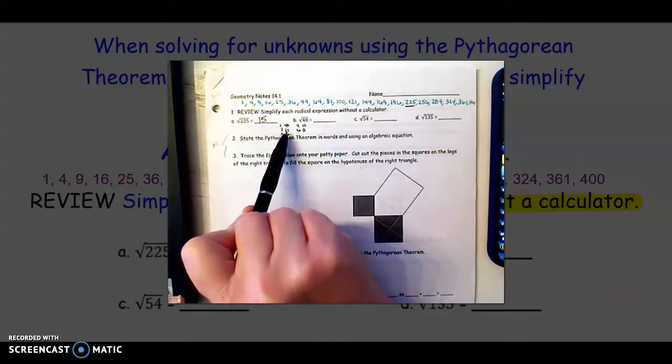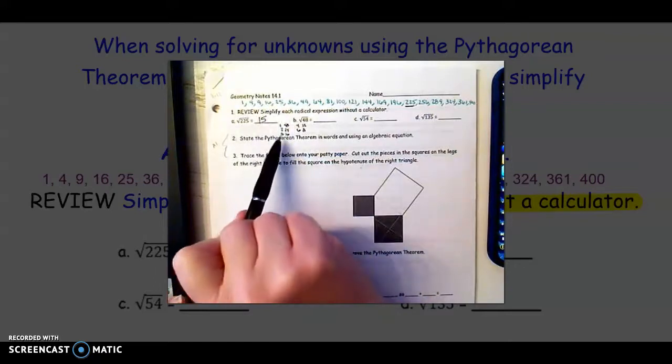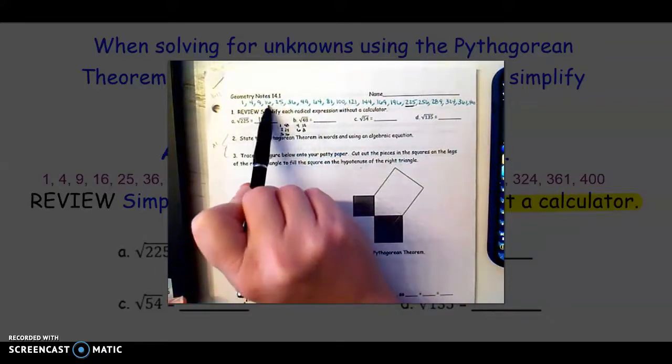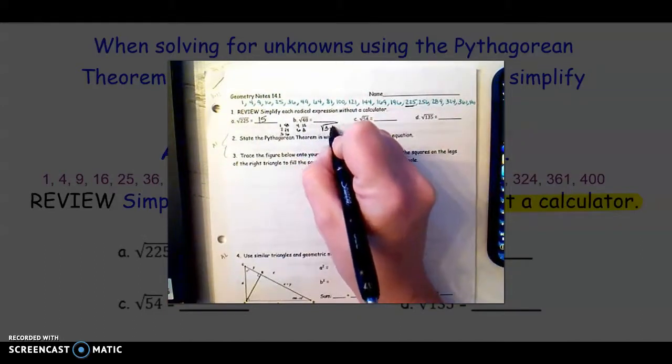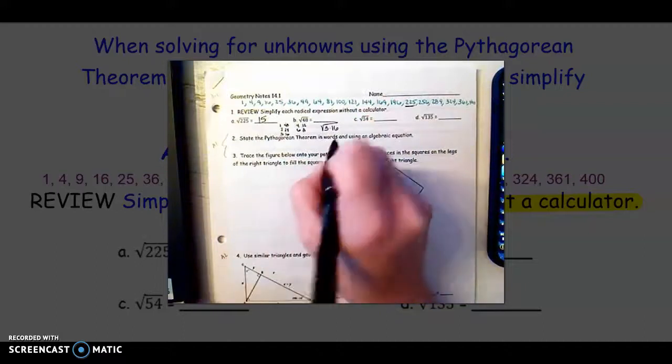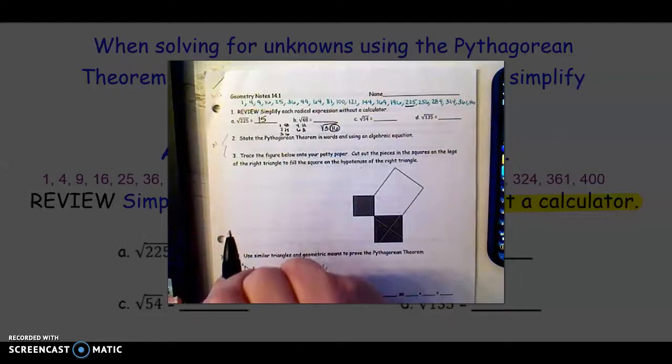So my next factors are 2 and 24. Neither one of them is a perfect square. Then we have 3 and 16. 16 is a perfect square. So I'm going to replace the square root of 48 with 3 times 16 because 16 is a perfect square. And so I can take the square root of 16.